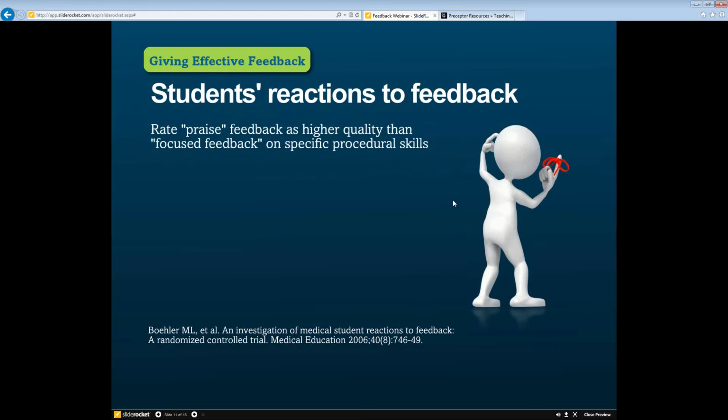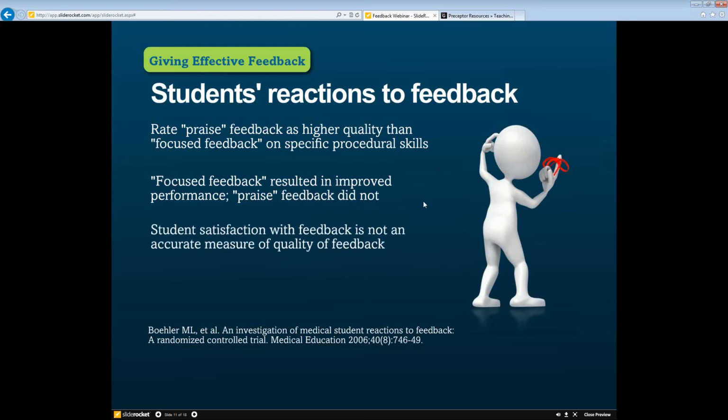So what did the students like? Well, they rated the praise feedback as higher quality than the focused feedback on their specific skills. Now, all the students then repeated their knot tying exercise, and then they had their knots assessed for the quality of those knots, and basically it was only the folks that received the focus feedback that had improved performance. The folks that received the praise did not. So they didn't know what to improve, how to improve, anything like that.